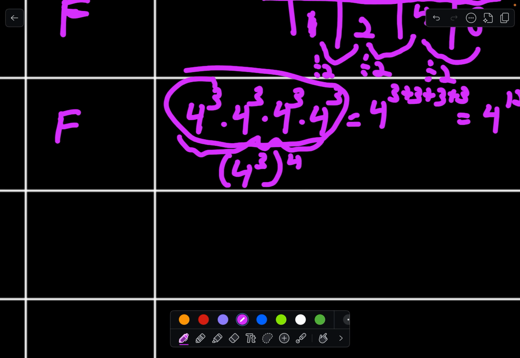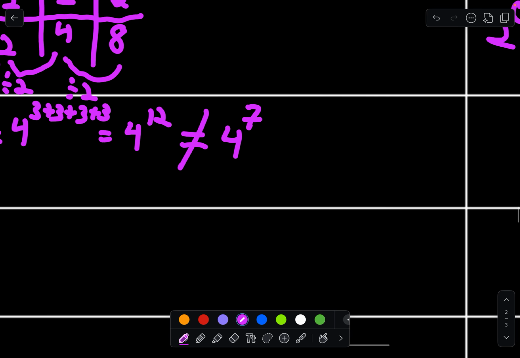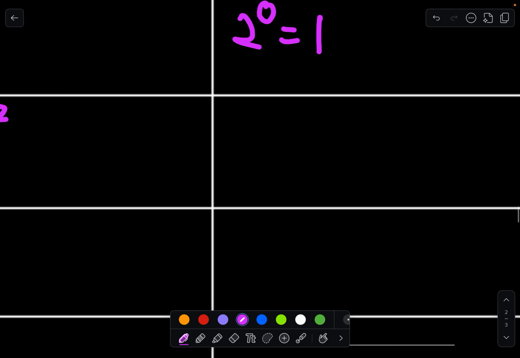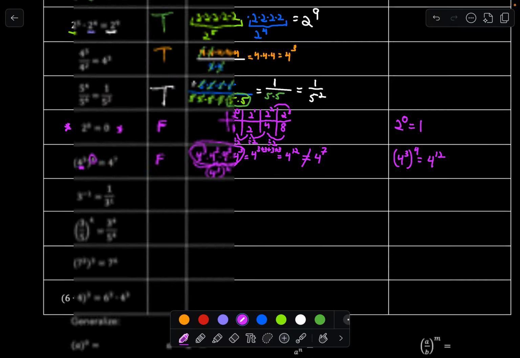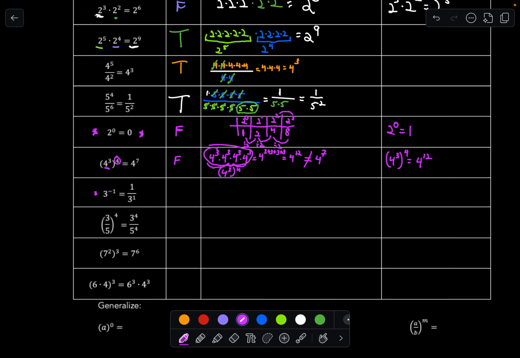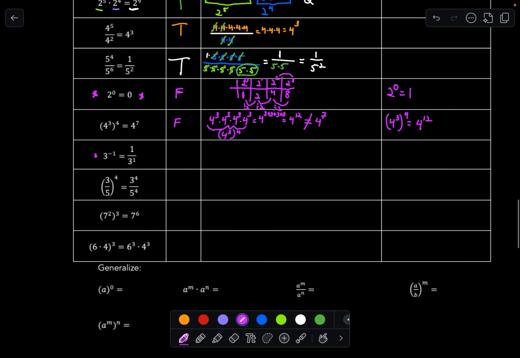Okay, so that's false. So what you're going to say is that 4 to the 3rd raised to the 4th equals 4 to the 12th. All right? Okay, now, and I'm just going to erase this to make this look a little bit neater. There we go. Okay.